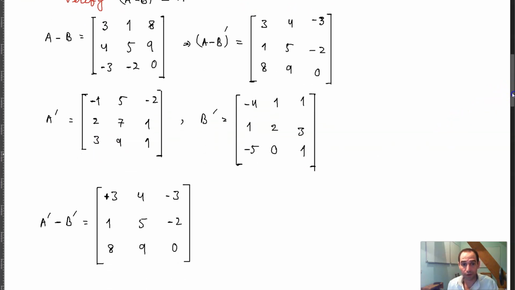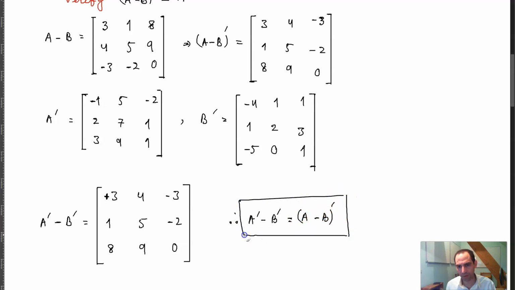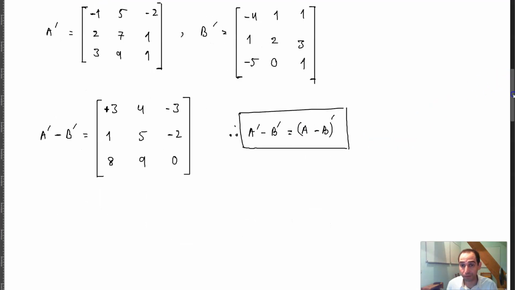And therefore, if I compare these two matrices together, I get 3, 4, -3, 1, 5, -2, 8, 9, and 0. And therefore I can say that A prime minus B prime is equal to A minus B whole prime. And that is basically what we wanted to verify here. So this was question number 2.